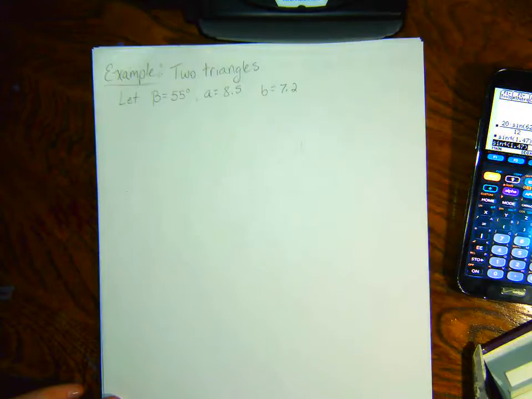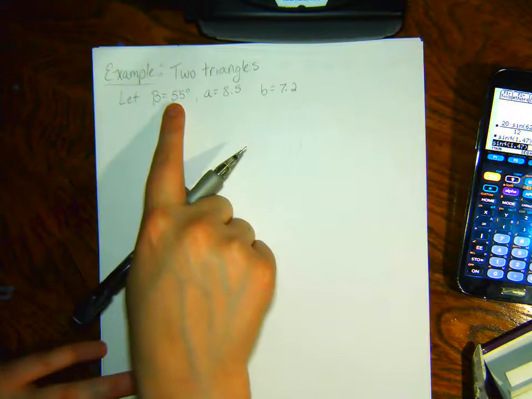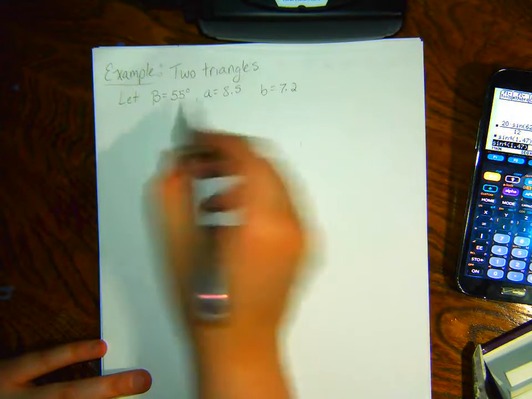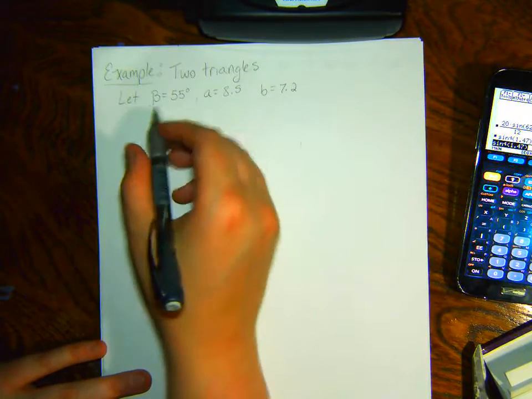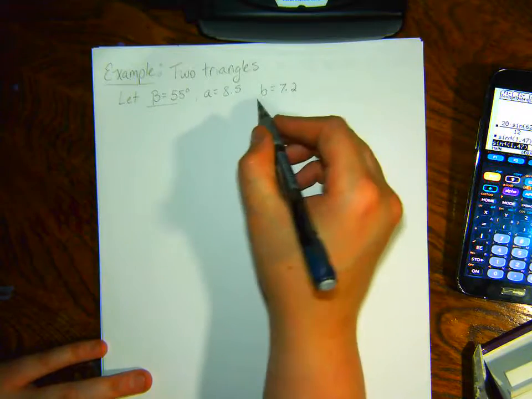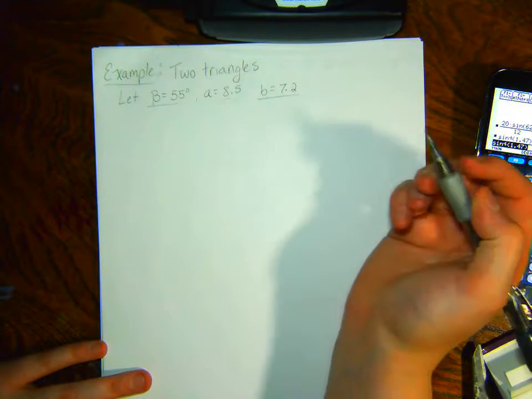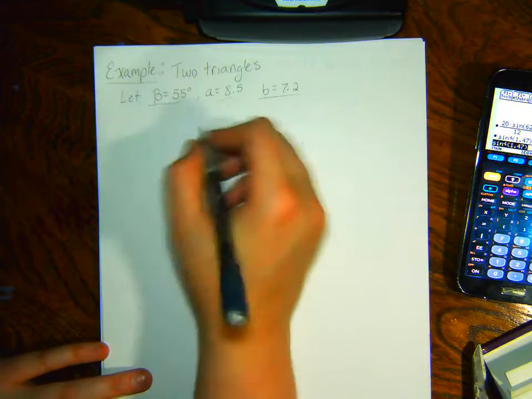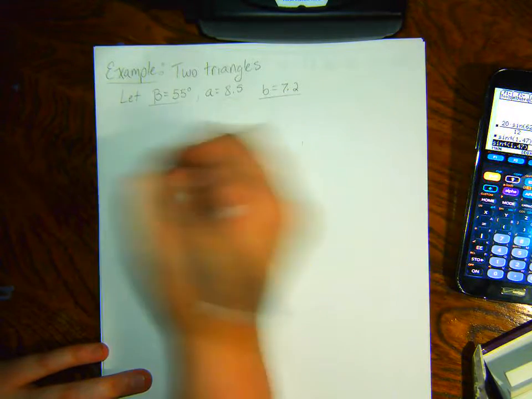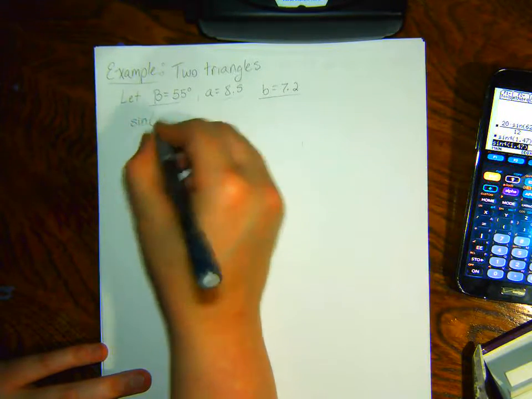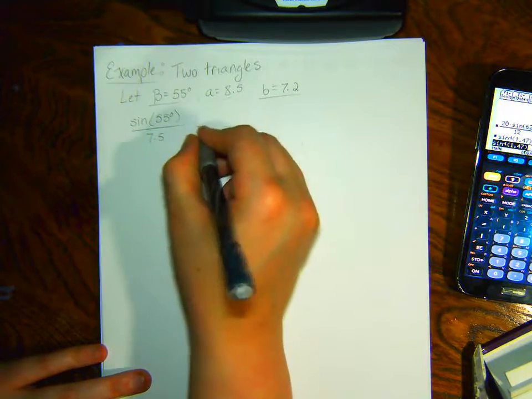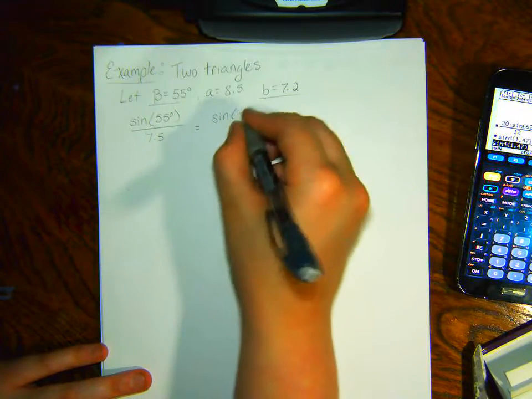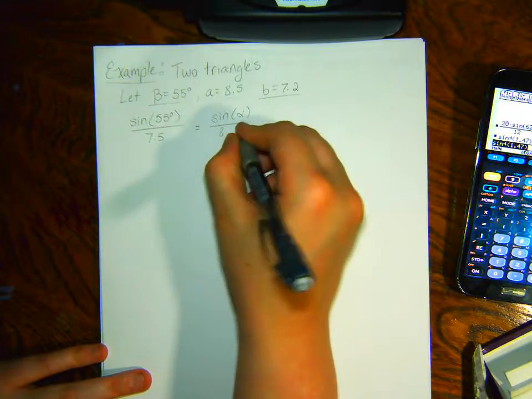Okay, now we're going to move on to two triangles. We're going to let beta equal 55 degrees, A equal 8.5, and B equal 7.2. Now notice I have my angle, my side opposite that angle, and then one of the remaining sides. Alright, so let's go ahead and try to solve for alpha. So we're going to have sine of 55 degrees over 7.5 equals sine of alpha over 8.5.